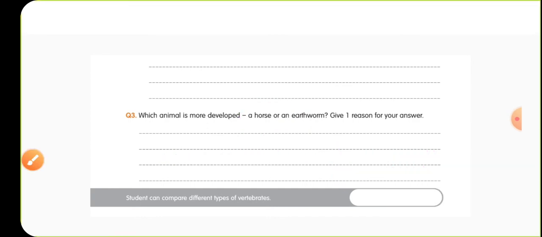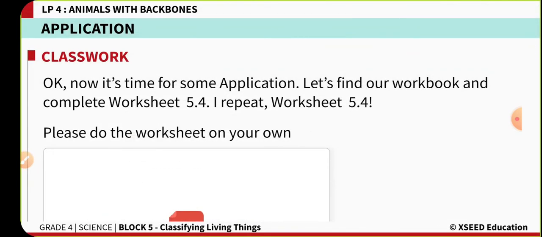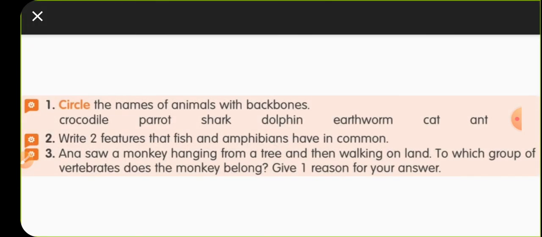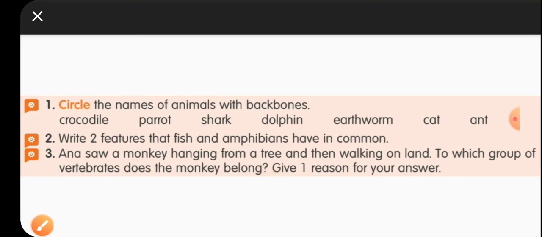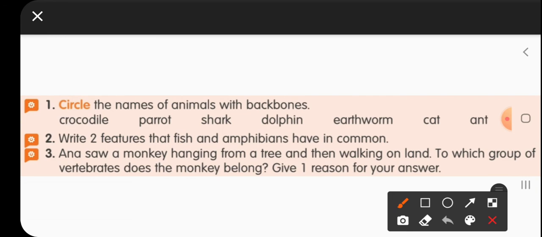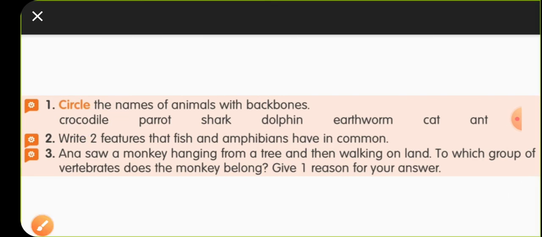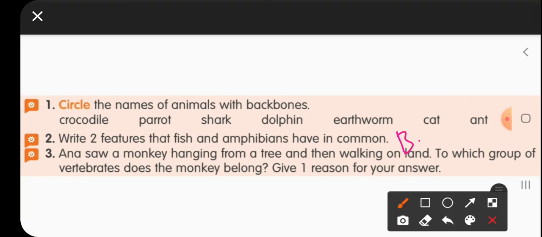And now let's open the practice questions that are present on page number 38. The practice questions again ask you to circle the names of animals with backbone. Like one I am doing for you, that is your crocodile. The rest of the animals, listen carefully and try to circle them. Now the second one: write two features that fish and amphibians have in common. In common they have a backbone.